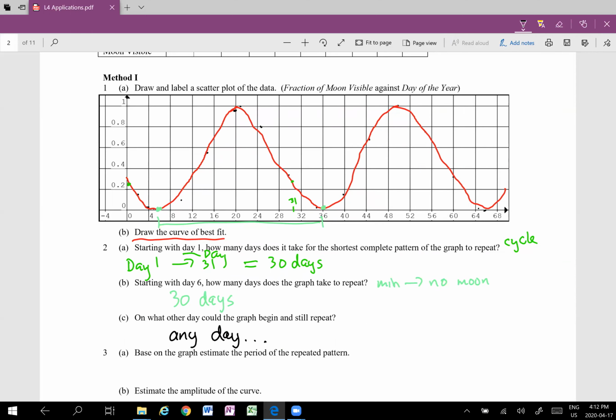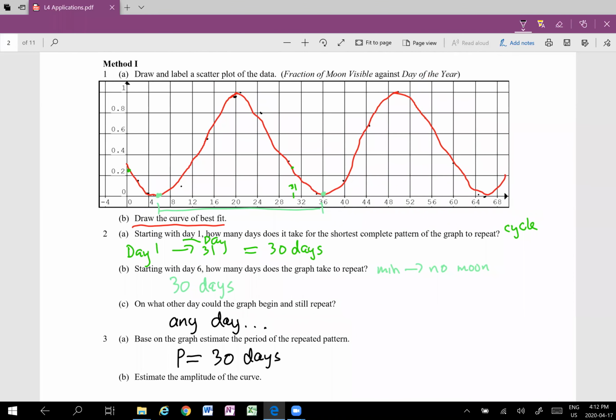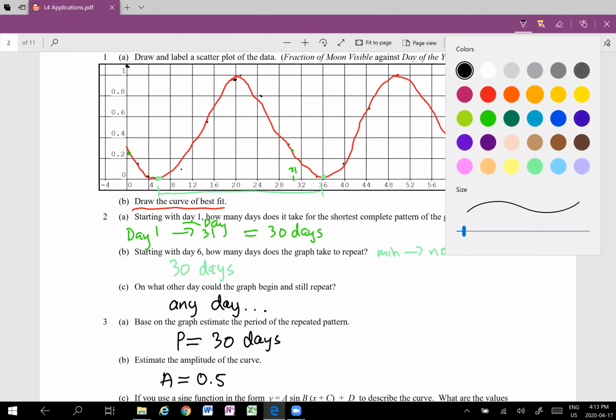So part 3, based on the graph, estimate the period of the repeated pattern. And notice all your answers should be question 2. The period is 30 days. Estimate the amplitude of the curve. So since we know the maximum occurs at 1, the minimum occurs at 0, no moon. Amplitude, mathematically, is 0.5.